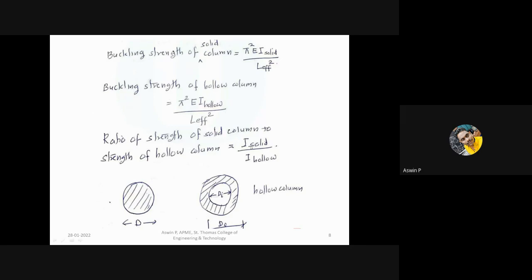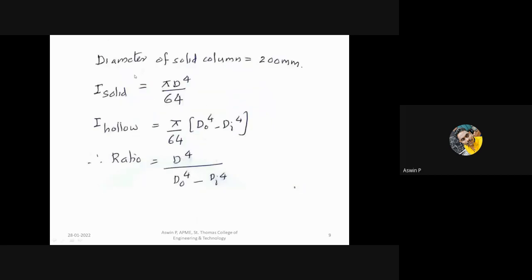So this equation is pi by 64 d raised to 4. This equation will be pi by 64 do raised to 4 minus di raised to 4. And we have di and do here. Thickness is given. So di will be do minus 2t. Okay. After that you have to write the equation, and pi by 64 is common for both. So the strength ratio will be d raised to 4 over do raised to 4 minus di raised to 4. We have d as 200 mm, but we have no idea about do and di.